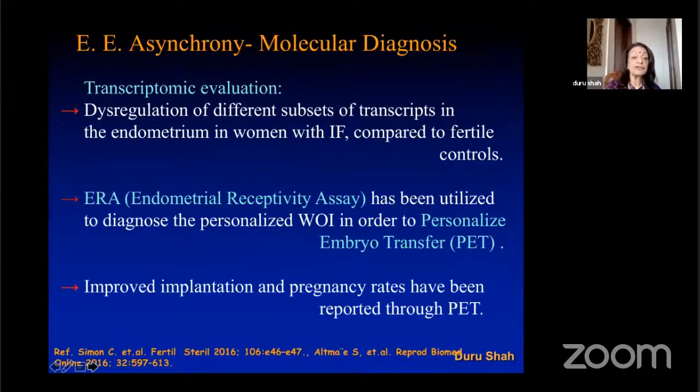So when it comes to the molecular diagnosis of endometrial receptivity, we know that there are different subsets of transcripts in the endometrium in women with implantation failure compared to fertile controls. And hence the endometrial receptivity assay has been utilized to diagnose the personalized window of implantation so that we could switch over to a personalized embryo transfer and not the standardized day 3 or day 5 embryo transfer. Improved implantation and pregnancy rates have been reported through personalized embryo transfer.